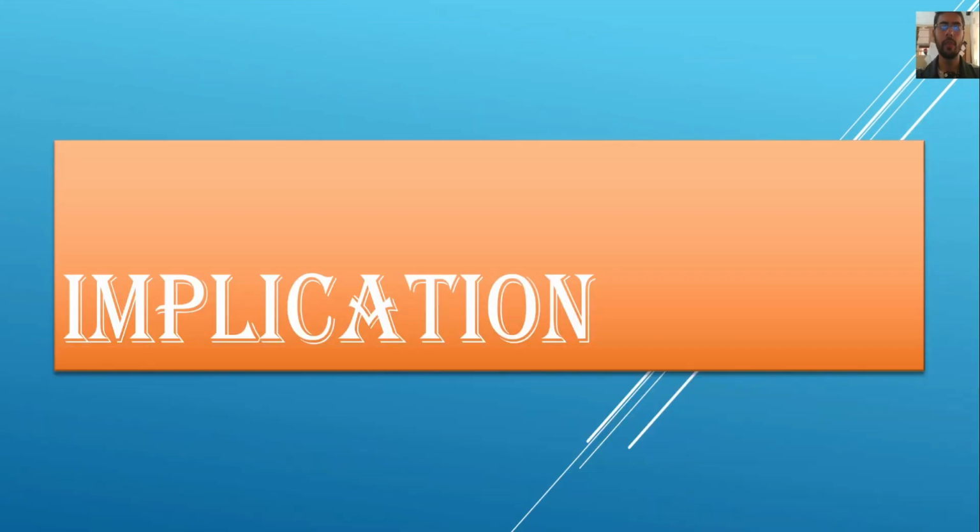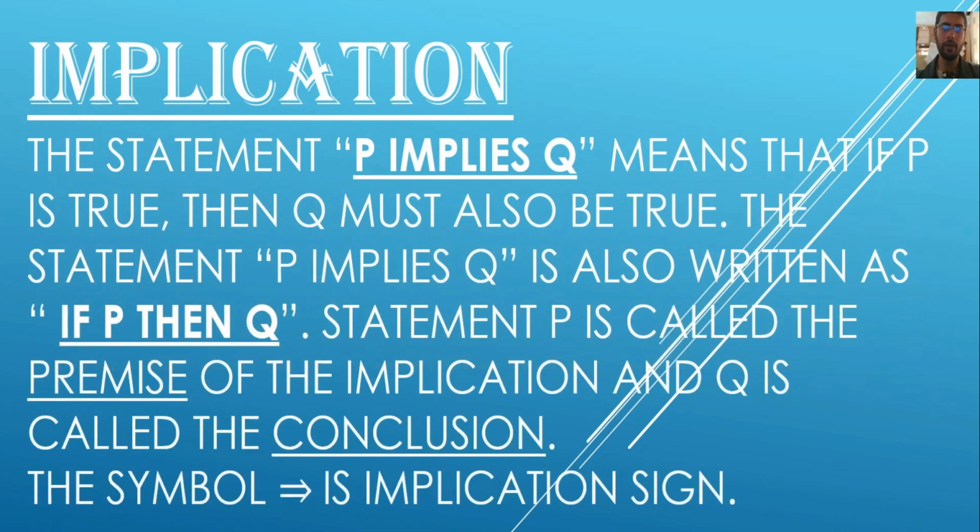Okay, next to it is implication. Implication is in two statements, P and Q, let's say. We say P implies Q. According to the statements, P implies Q means if P then Q. So if P then Q means if P is true, Q is true. The symbol is two equal signs and an arrowhead at the front. That's called the implication sign. P is called the premise of the implication and Q is called the conclusion.